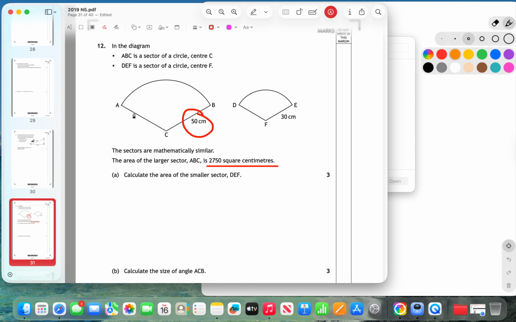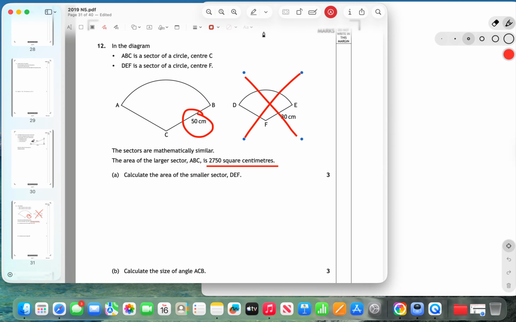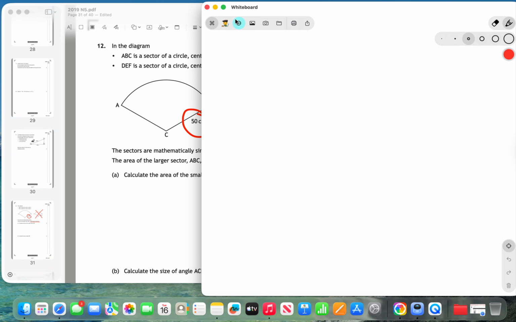So what it's asking is to get the angle. We don't have to look at DEF anymore, because we know the area of the sector ABC, and we know this radius of 50. So we can just look at ACB. It's much more simple than you think. A lot of pupils thought that you had to use DEF, but for question B this is irrelevant. Again, it's much easier than you think.